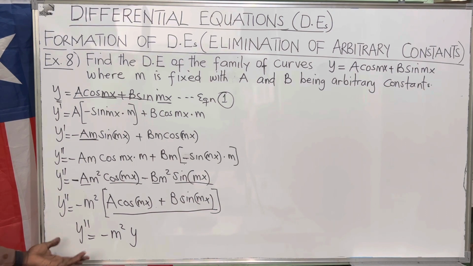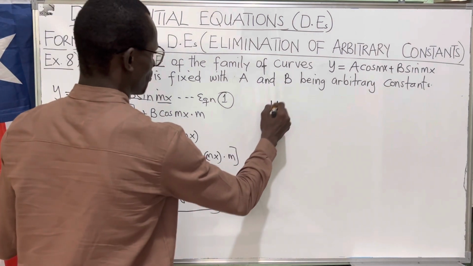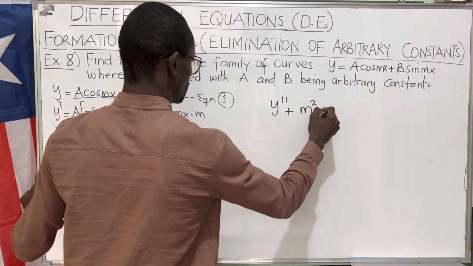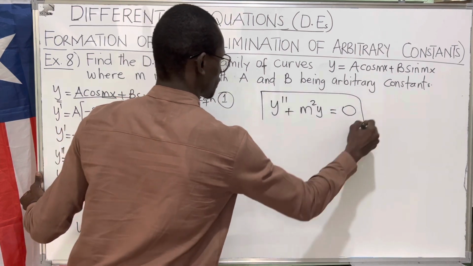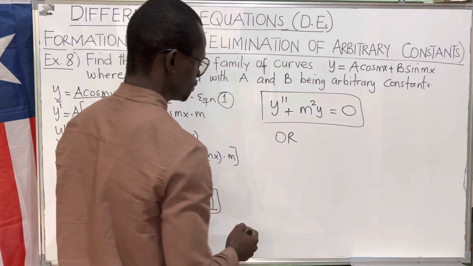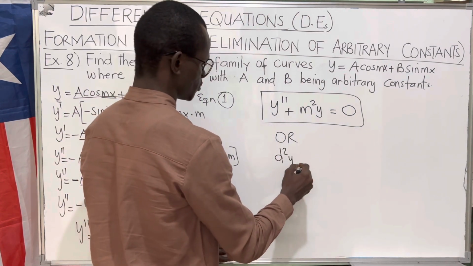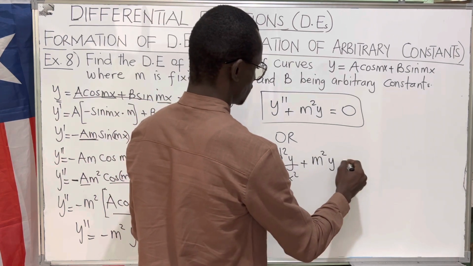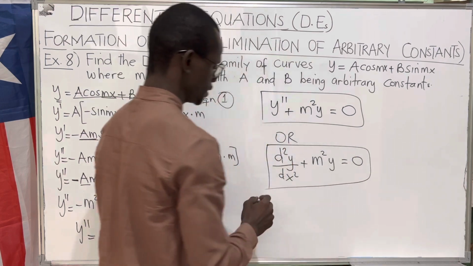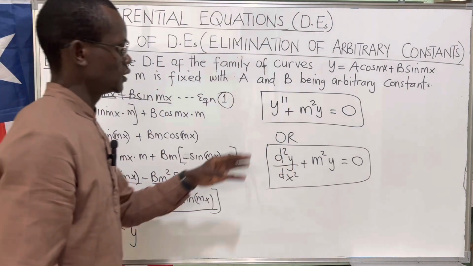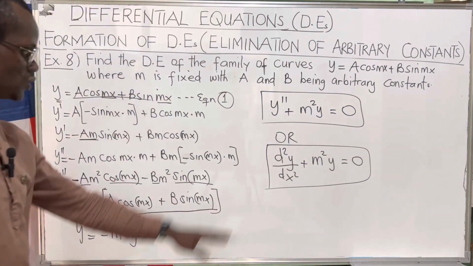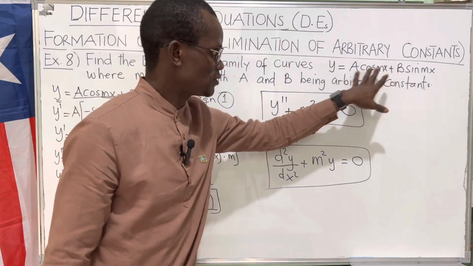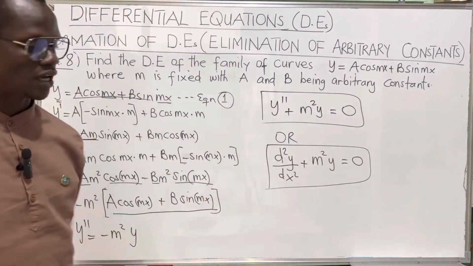So we can just rewrite this differential equation by saying y double prime plus m squared y equals 0. Or using d squared y over dx squared, we can say d squared y over dx squared plus m squared y equals 0. So this is the differential equation of the family of curves that was given. We eliminated the arbitrary constants a and b, and we have arrived at the differential equation.